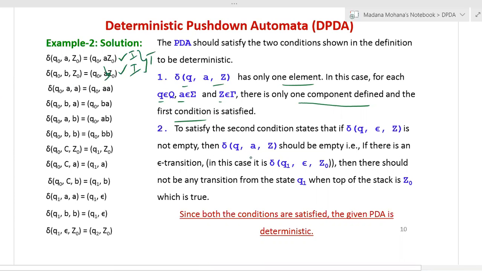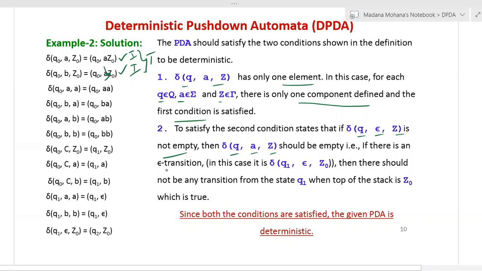Then the second condition, here you can see. The second condition states that if delta of Q comma epsilon comma Z is not empty, then delta of Q comma A comma Z should be empty. But this is not possible. Therefore, this is also not possible. In reality, this is always empty. Then this is not empty.